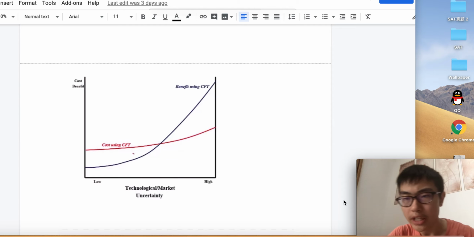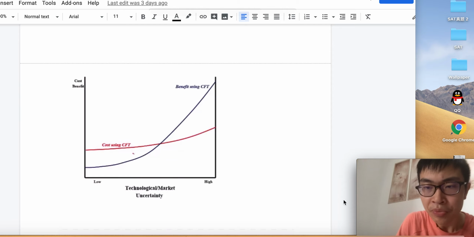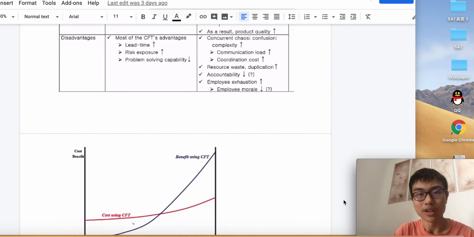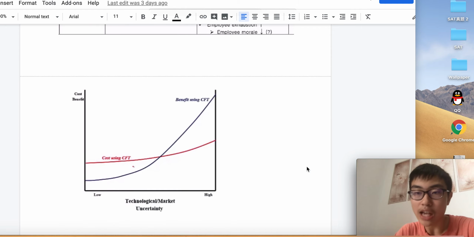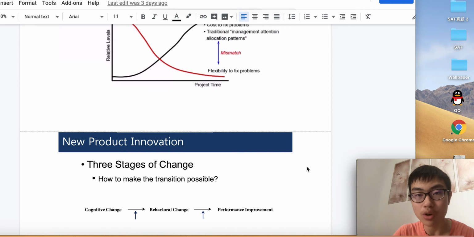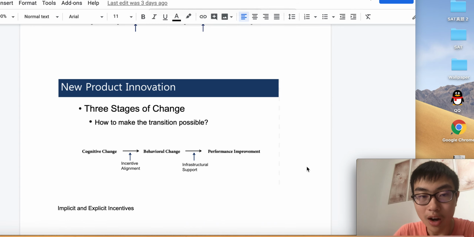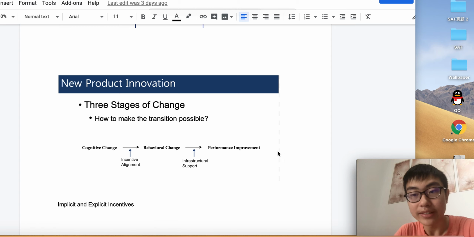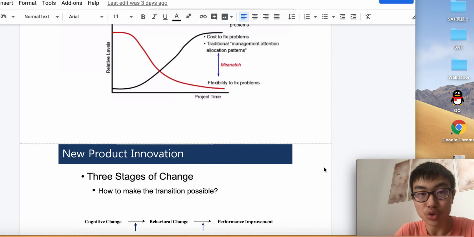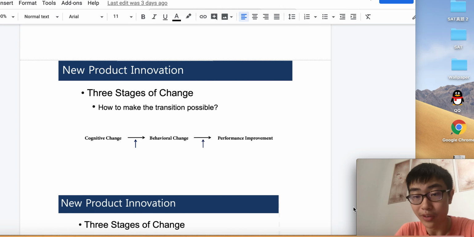So now I hope you guys have a better idea of our CFT and traditional approach. And in the next part of lecture 5, we're going to go deeper into our CFT approach. We'll look at some graphs, and then we are going to go through the stages of change. How can we make change to implement new product innovation in our company?